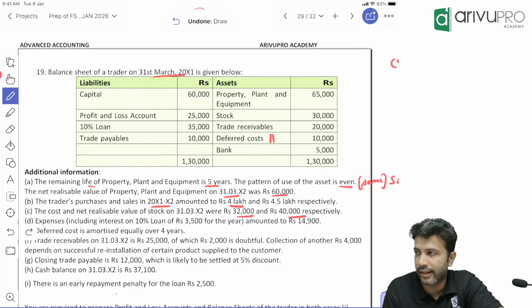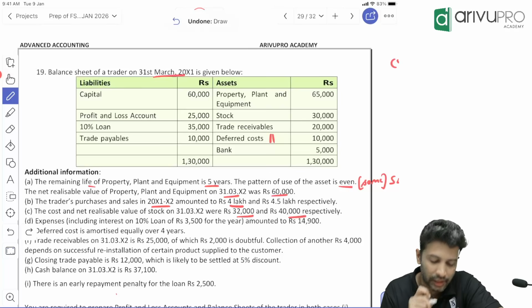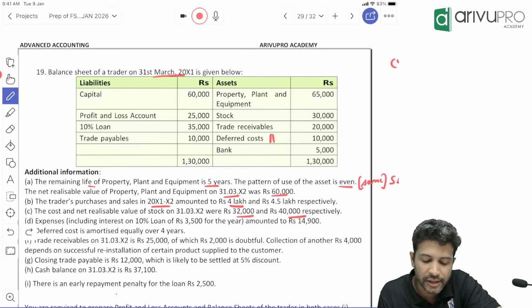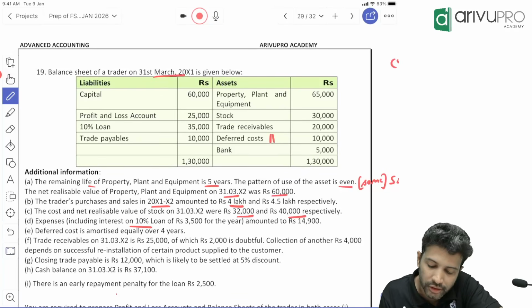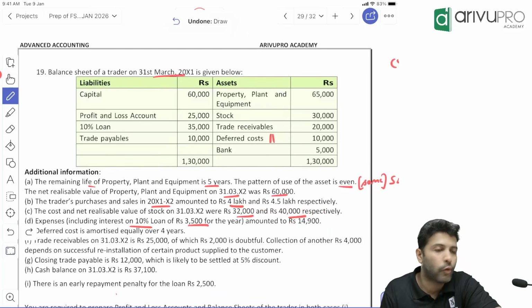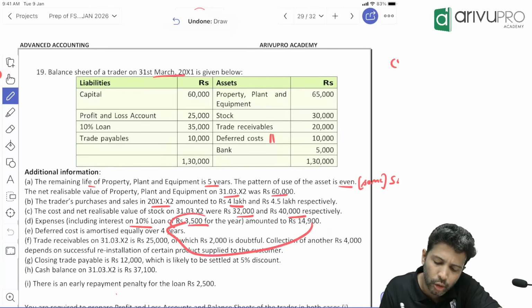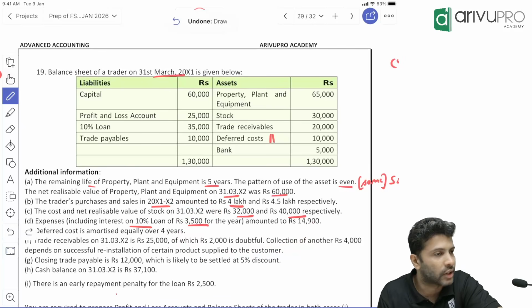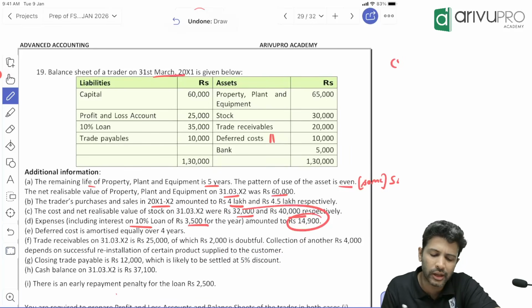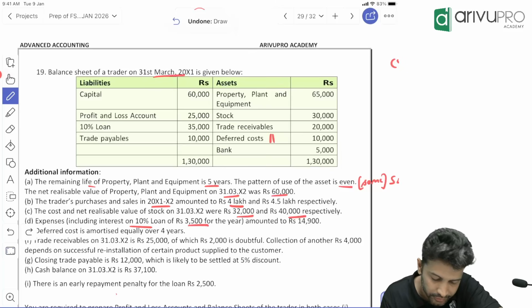Expense, once I read, then we'll again go back and capture the relevant components. Expense including interest on 10% loan is how much? 3,500 for the year. How much is the total expense? 14,900. This 14,900 includes the interest of how much? 3,500. So that's fine. Total expense is 14,900.